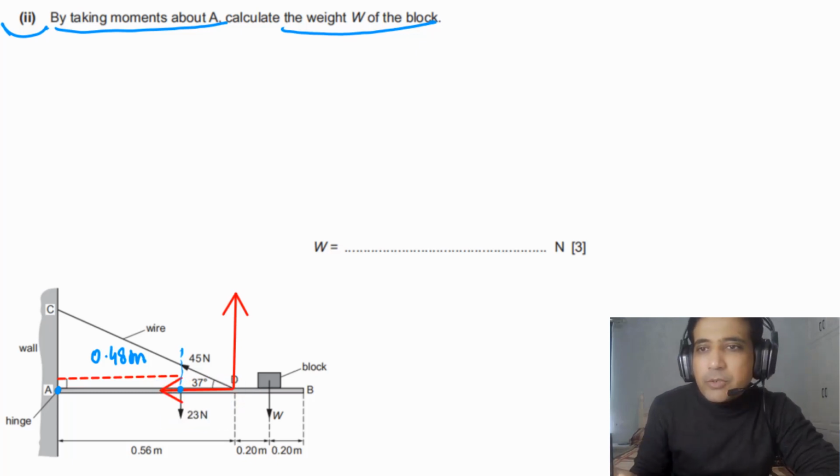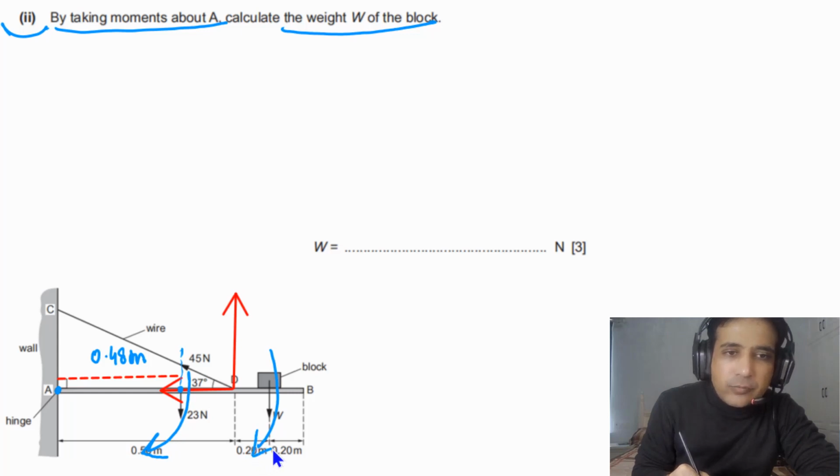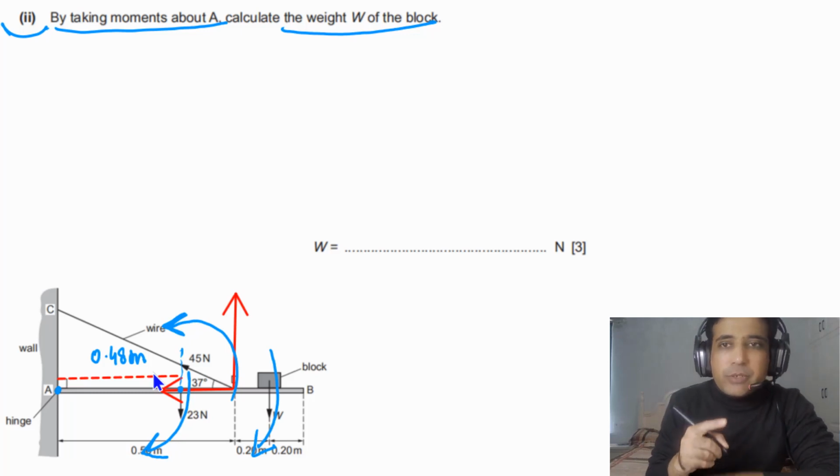Now simply we need to take moments. Moment due to weight of the beam, this will be clockwise. Moment due to this weight of the block, this also will be clockwise. But moment due to the vertical component of force due to this wire, this one will be anti-clockwise. Now simply we need to equate clockwise moment and anti-clockwise moment.